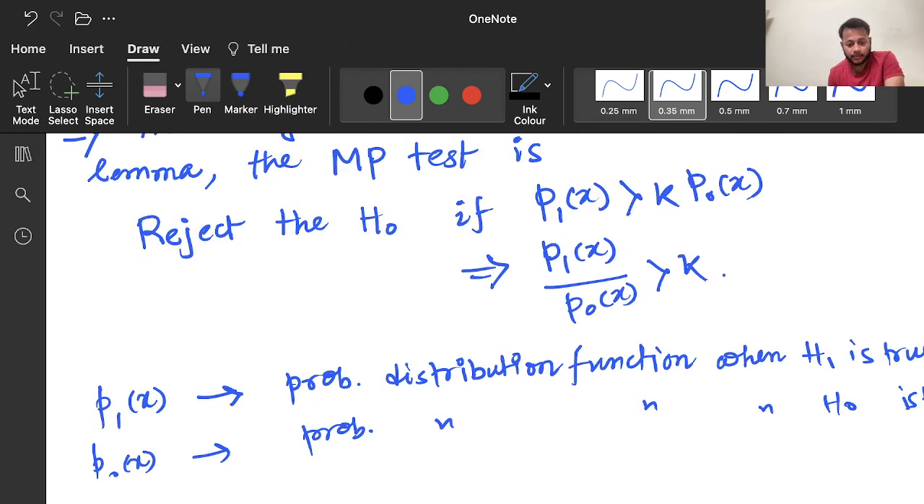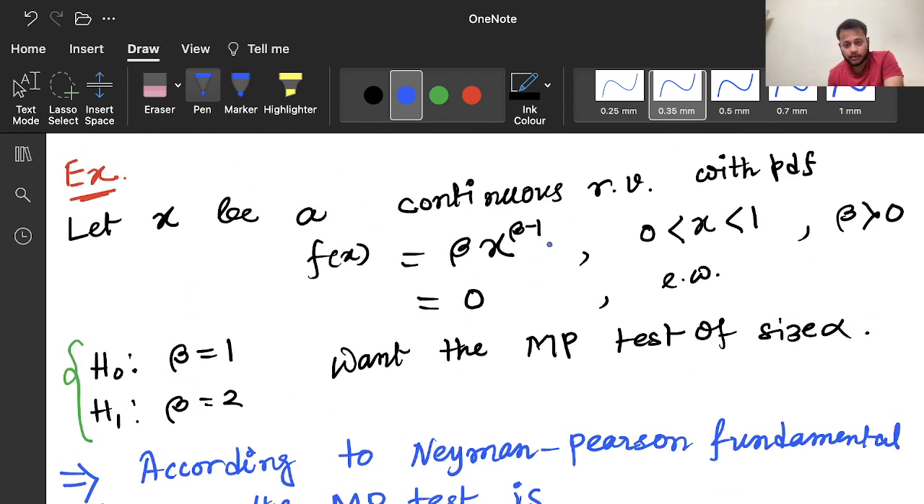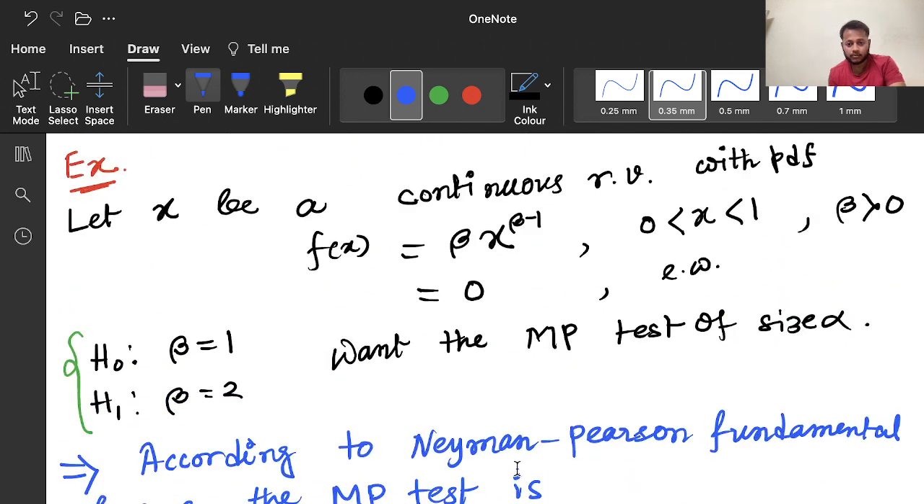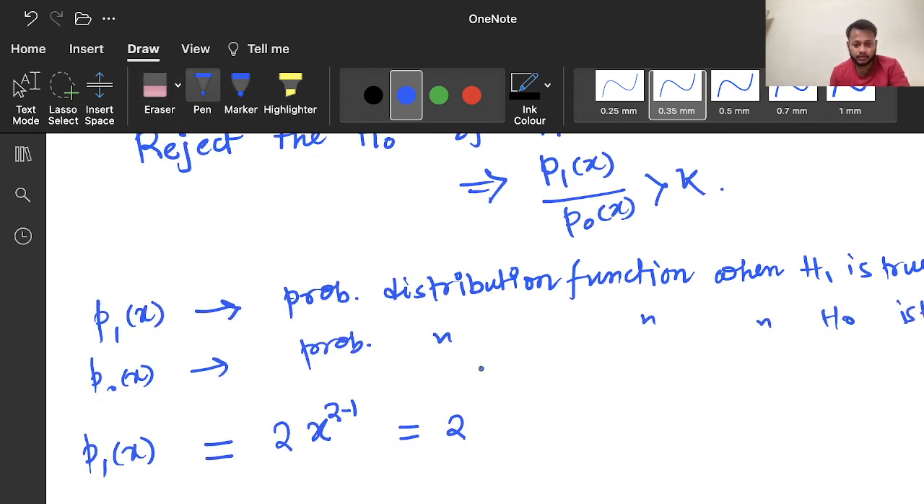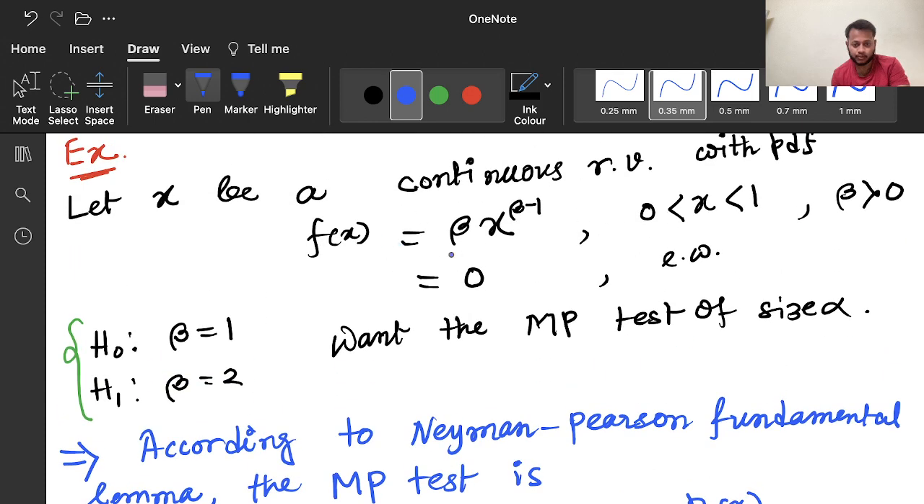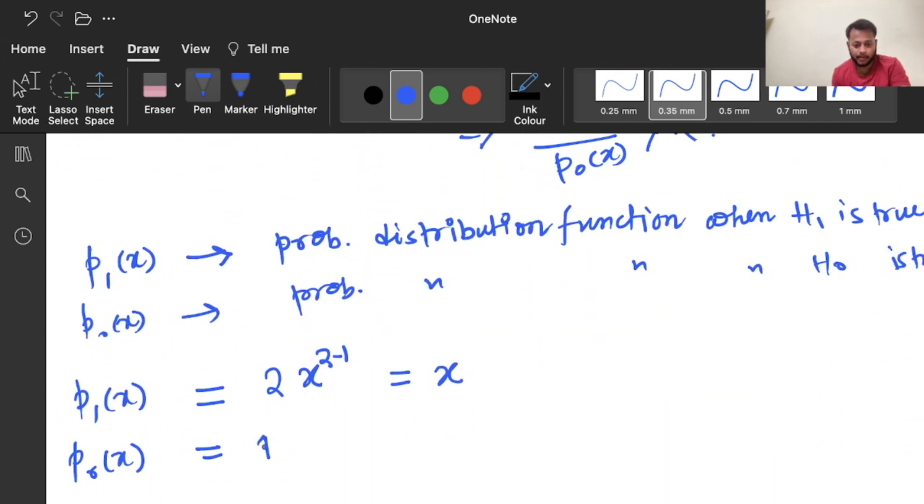beta x to the power beta minus 1, with beta 2. So that is 2, sorry, this is not e, this is actually x to the power 2 minus 1. So that is 2x. And what is the value of P0x? That is, let's put beta equal to 1, then it is 1.